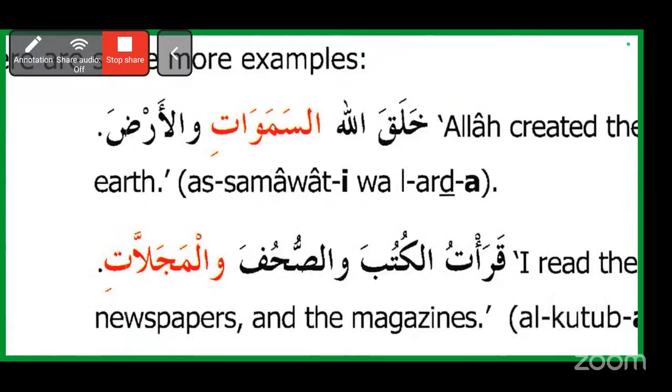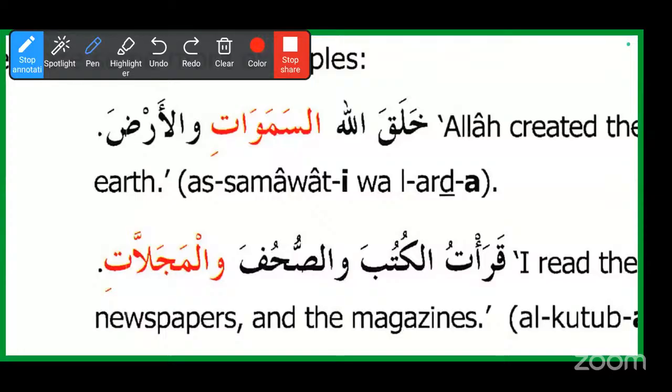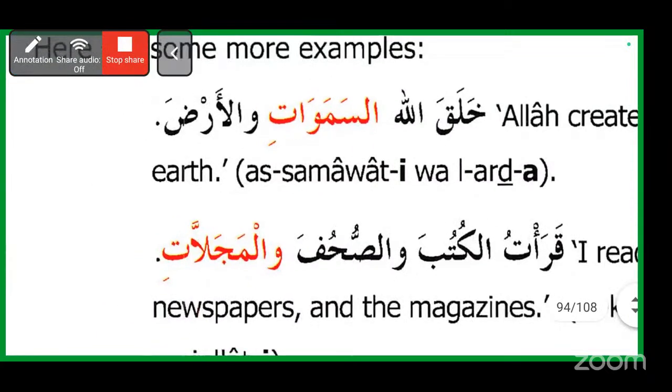Same thing with majallati. Qara'tu, I read. Al-kutuba, the books. Was-suhufa, and the magazines. Wal-majallati, and the magazines. What is this? This is alamatul nasab, not alamatul jar. Kasra is the alamatul nasab. It could have been alamatul jar also, okay? Because again, the majallat, majallatun, majallatan, majallatin.